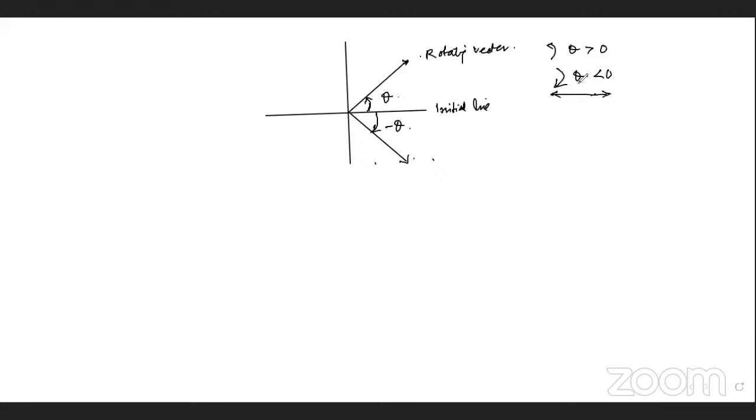But if you go in the clockwise sense, then the measure of the angle will definitely have the same magnitude, but the direction is different. See, these are the two different directions. One is the anti-clockwise sense and this is the clockwise sense. So this is plus and this is minus.